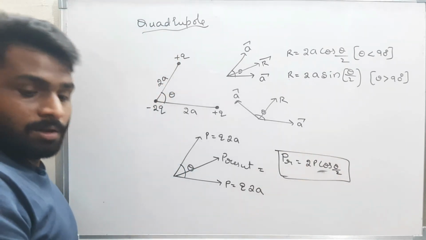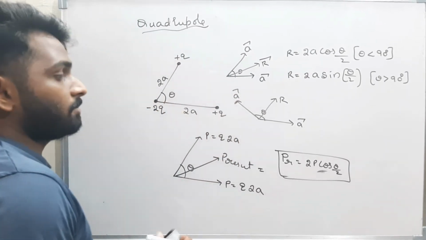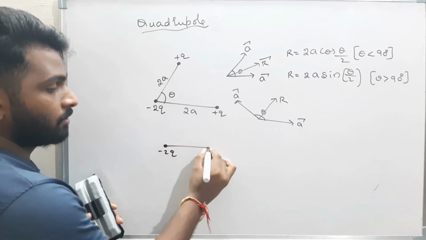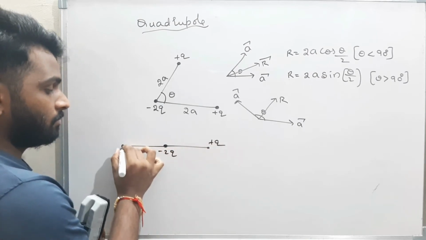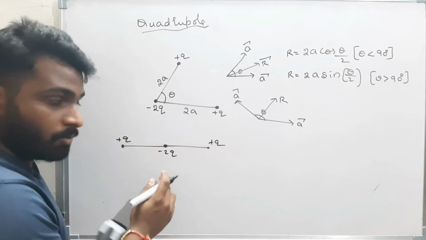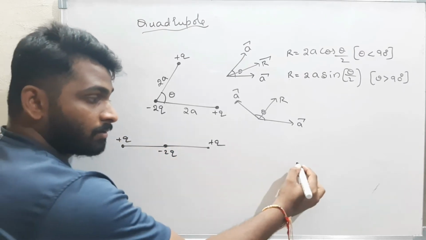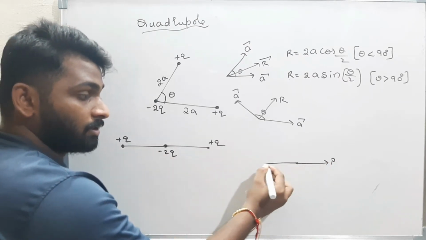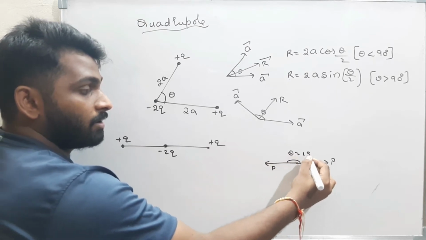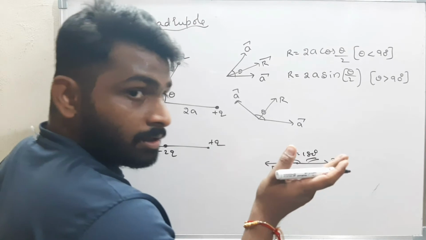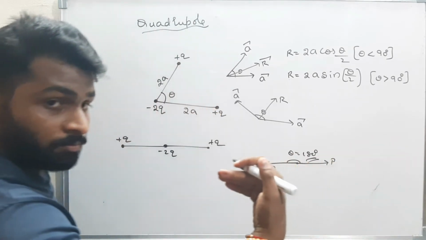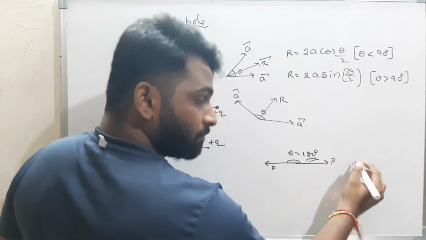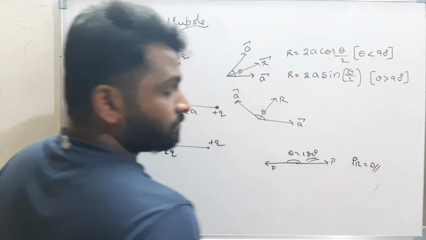I think this is clear. Now even this one also forms a quadrupole. Now see here: minus 2q, plus q, plus q. If I take minus q from this, one dipole is in this direction, and minus q and plus q in this direction is one more dipole. The angle is 180 degrees. What is the resultant? One p is in that direction, one more p is in this direction. The resultant dipole is 0.